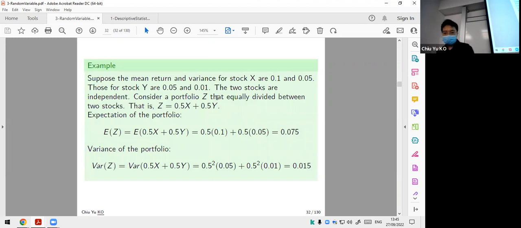You will be doing a more complicated version of this when we look at the investment class. But let's see why you want to add them in application. So consider the case where the mean return of X and the variance of Y come from 0.1 and 0.05.